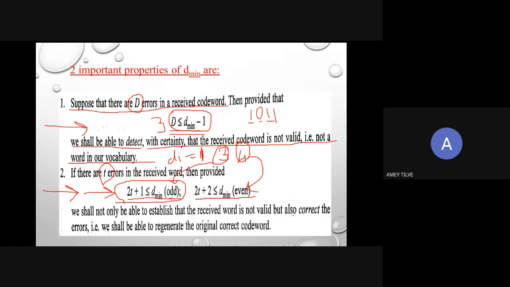So how do we do it? We will see it in the problem. You don't need to worry about it.